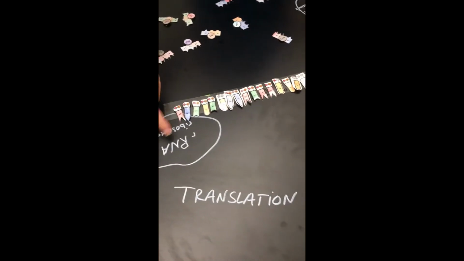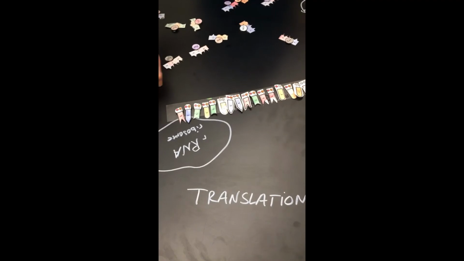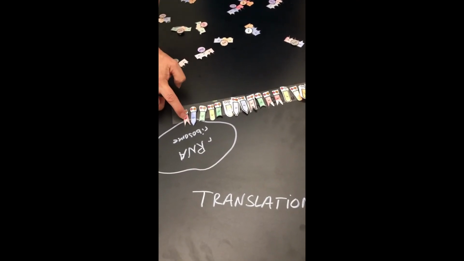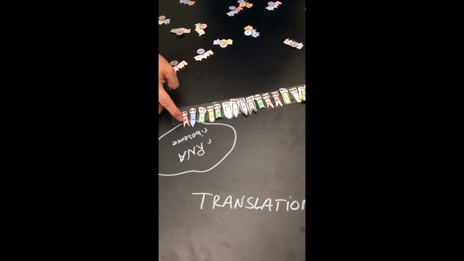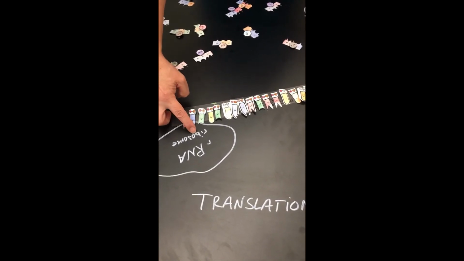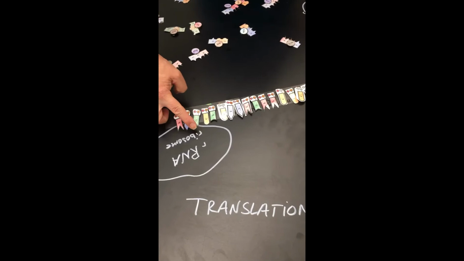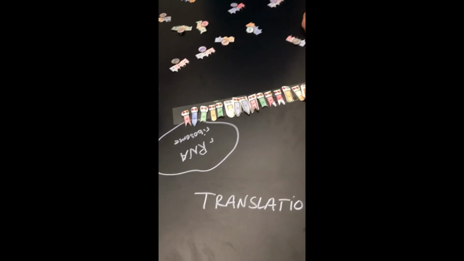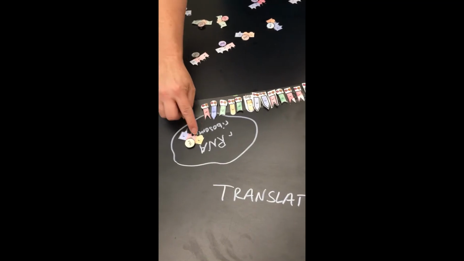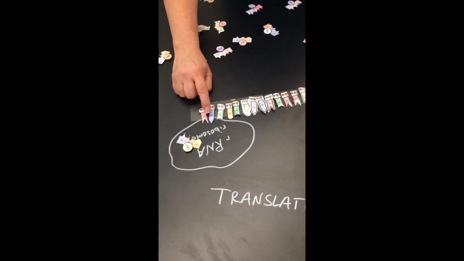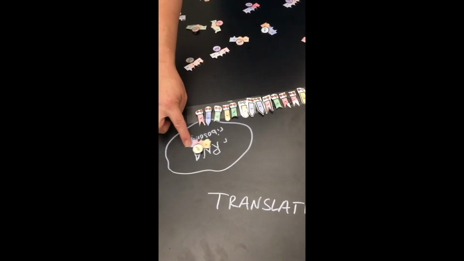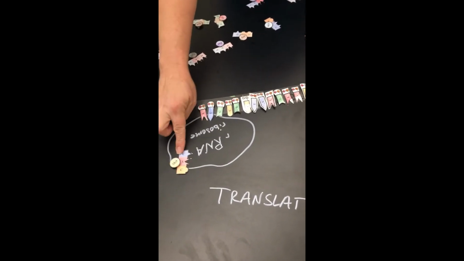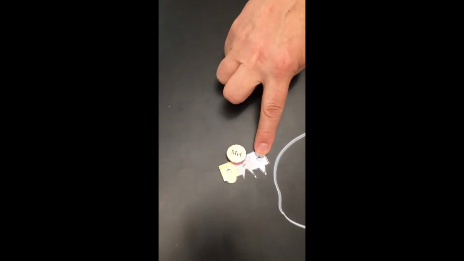Now we've reached the ribosome, and the ribosome will read the mRNA. And it reads A, U, G, and it knows A goes with U, A, and C. So it will find an anticodon that matches this codon A, U, G and put them together. Now this little bit right here is called a tRNA.